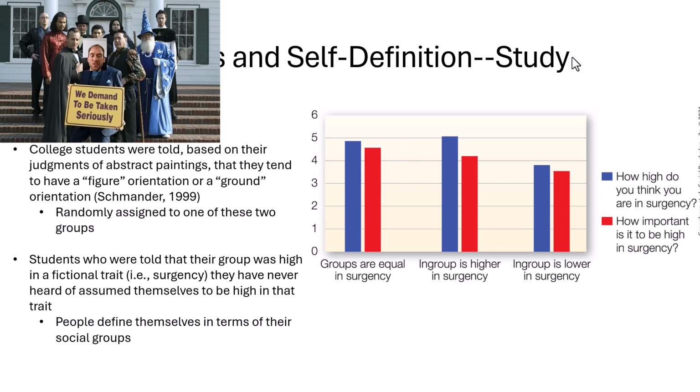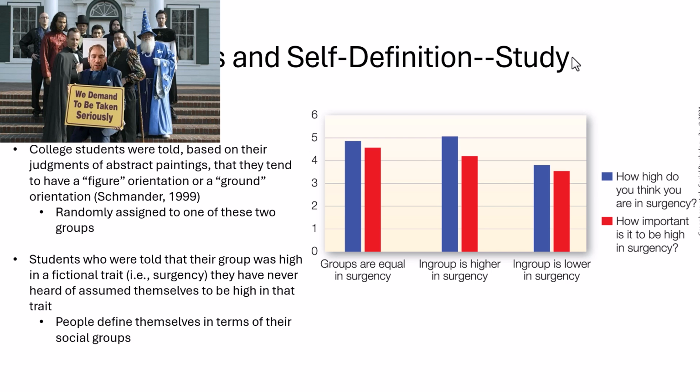So in this case, researchers tell these college students, oh, it looks like based on the way you talk, the way you analyze this art, you are high in this trait, surgency. So the participants who were told they were in a group high in surgency believed that they were higher in surgency, and not only that, but they rated how important certainty is to be higher than groups who were told that they were lower in certainty.